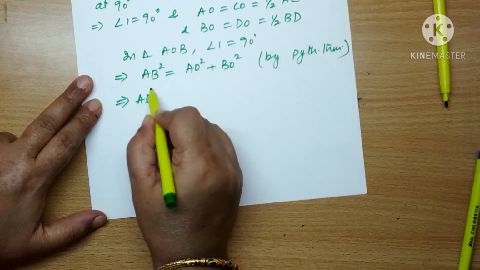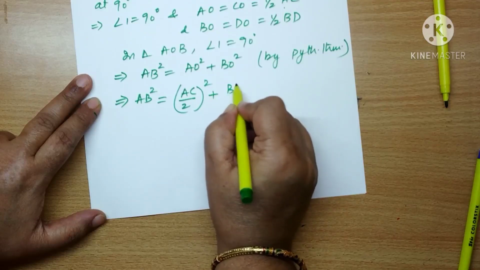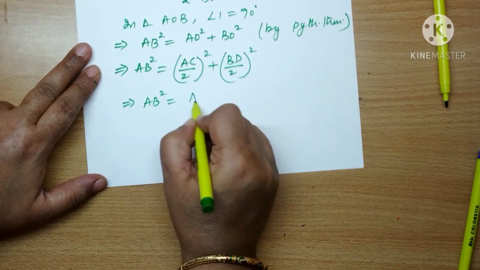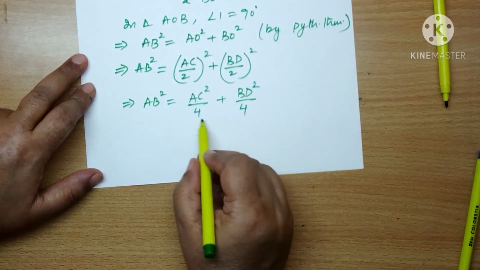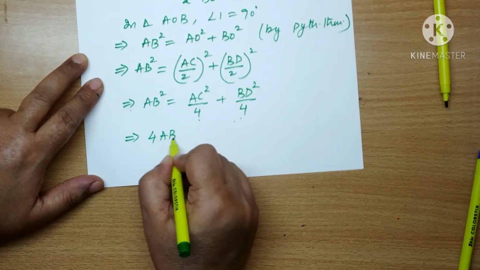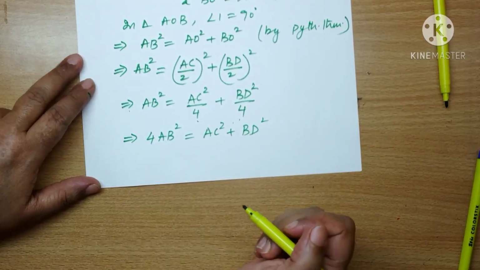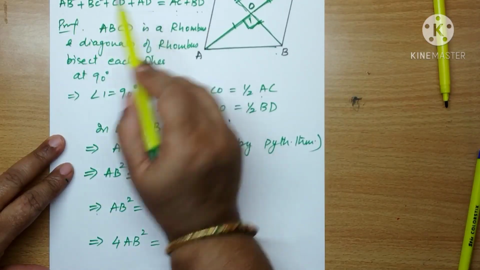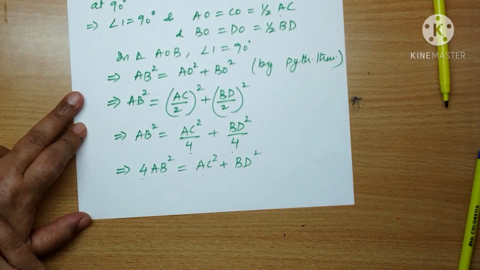Now what is AO? Half of AC, AC by 2, and BO is BD by 2. So we got AB square is AC square by 4 plus BD square by 4. So the denominator is 4, I can multiply the equation by 4. I get 4 AB square is AC square plus BD square. Right? Now we had to prove the relation that AC square plus BD square is the sum of the squares of all the sides, and I got AC square plus BD square is equal to 4 times AB square.